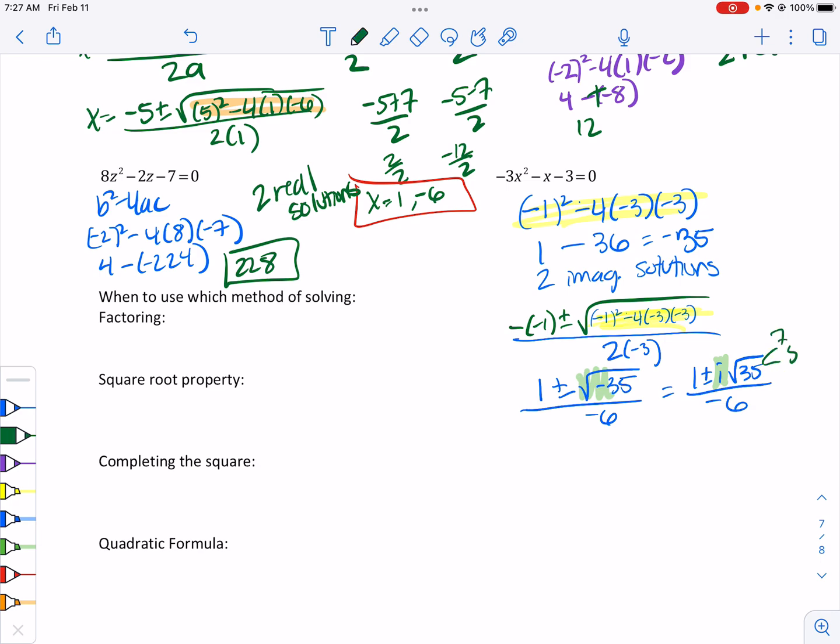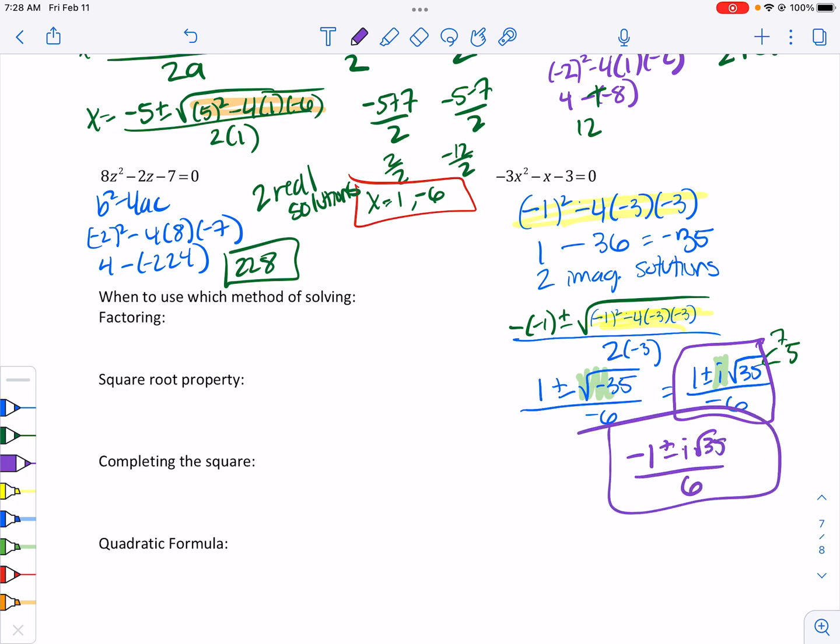35 is 7 and 5. Those are both prime numbers, so I can't break it down and pull anything out. I can leave my answer just like this. I could also choose to put this negative to the top. So it would be a -1, and then this plus would turn to a minus, this minus would turn to a plus, so it's still plus or minus i root 35 and then over +6. So you could have either of these as your answer. And that's how you solve with the quadratic formula.